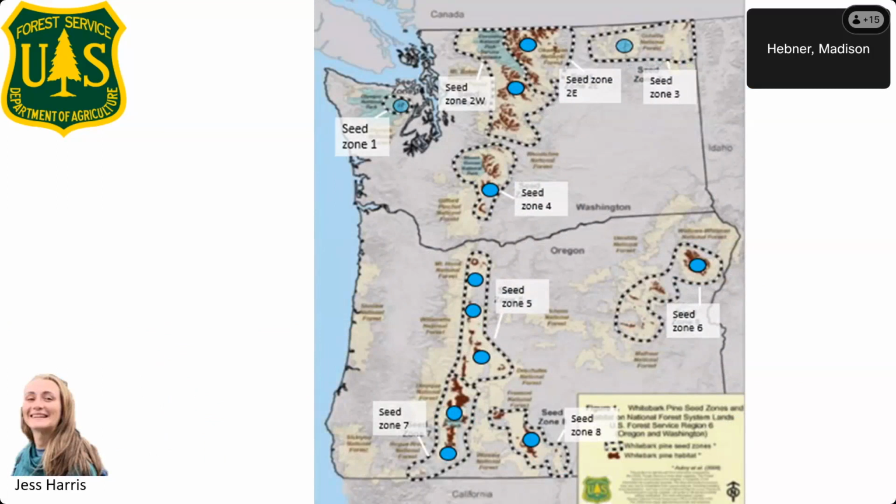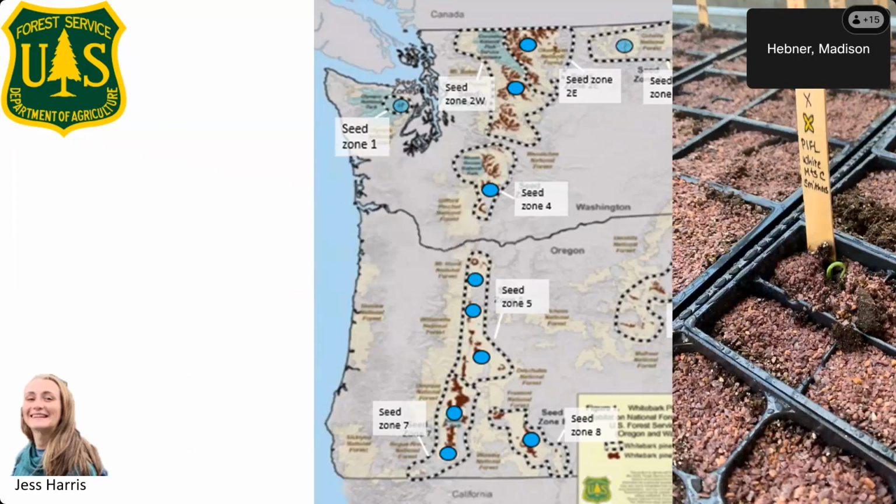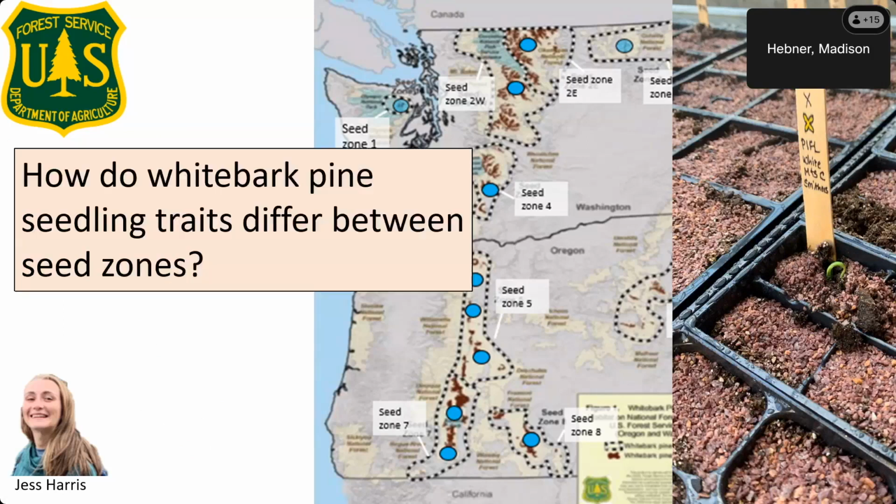She obtained a bunch of small seeds, whitebark pine and limber pine, from different seed zones throughout the Pacific Northwest. So from throughout Oregon and Washington shown here, and also British Columbia, not shown here. She planted these in the greenhouse from seed and measured various phenological and growth traits within this first year of growth, something we had not yet done. You ask, how do whitebark pine seedling phenological and developmental traits differ between seed zones?